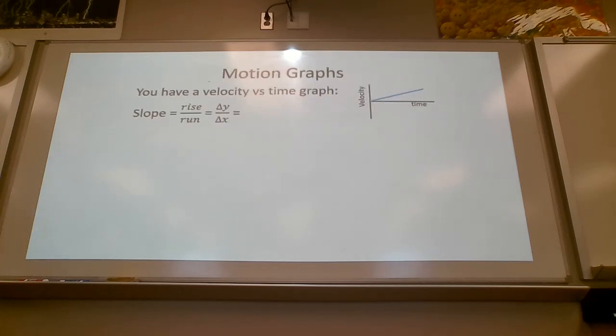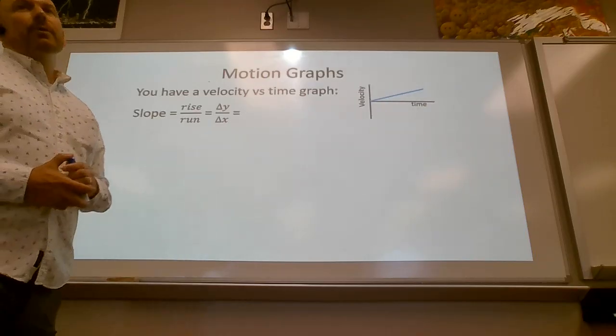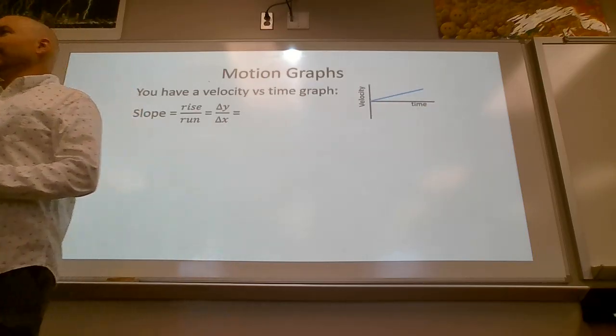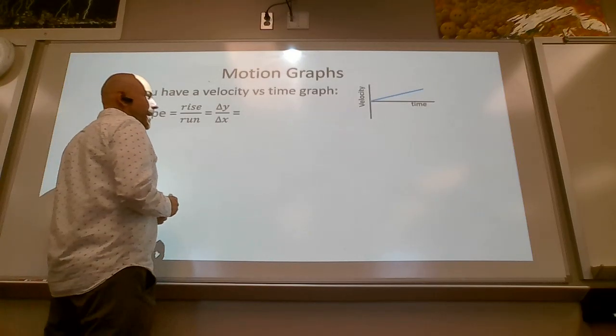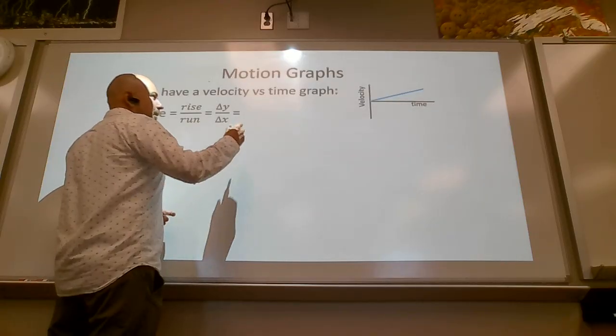Okay. All right. So, slope, rise over run, changing y over changing x. We've already had these conversations. But now let's apply this to a velocity versus time graph. Okay. What is on the y-axis on a velocity versus time graph?